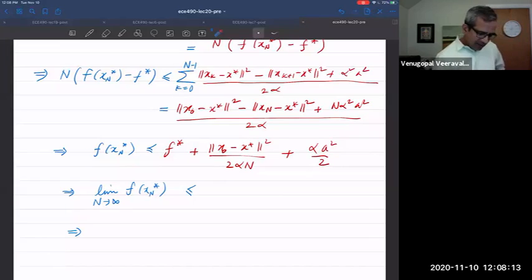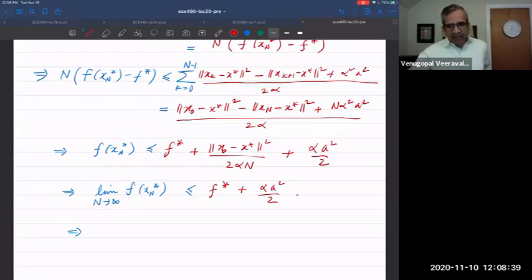Okay, so if we take n to infinity, the best candidate for x star that I have up to time n, as n goes to infinity, what will happen is that you know that value is less than f star, but then there's this positive number that gets added to it. But all hope is not lost.